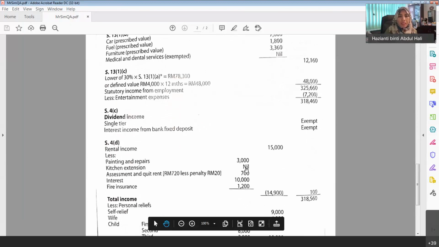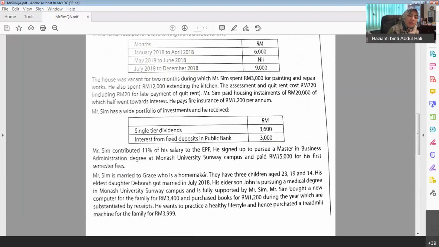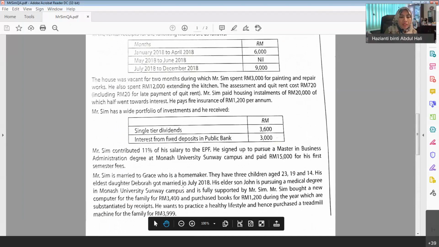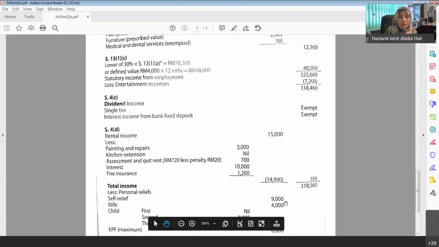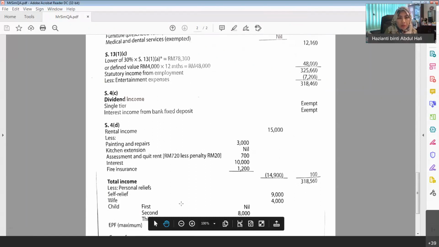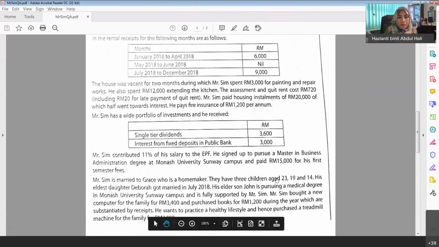Dia ada wife relief sebab kita nampak dekat sini, the keyword here is Miss Grace is a homemaker. Maksudnya dekat sini dia tak ada mention apa-apa about Grace having an income. So untuk spouse yang tak ada income, dia akan join lah. So this is a joint assessment, combined assessment. That is why Mr. Sim ni dia dapat juga wife relief 4,000. Boleh so far? Ni automatic je. Kalau wife tak ada income, dia akan pergi combine assessment dengan the husband. 9,000, 4,000 ni automatic. Alright, look at the children. Anak dia yang first tadi got married. So bila kahwin tak adalah. First tak ada, what about the second one?